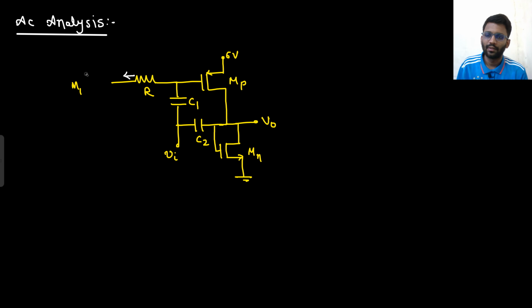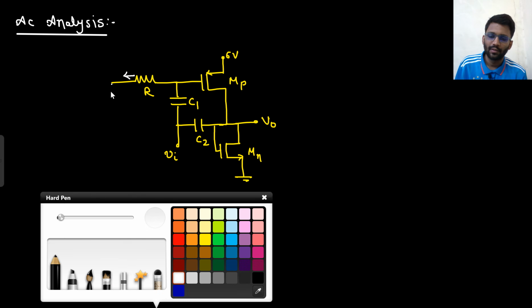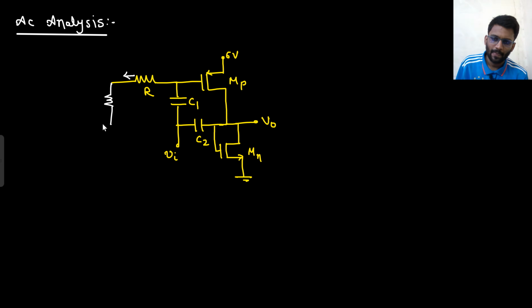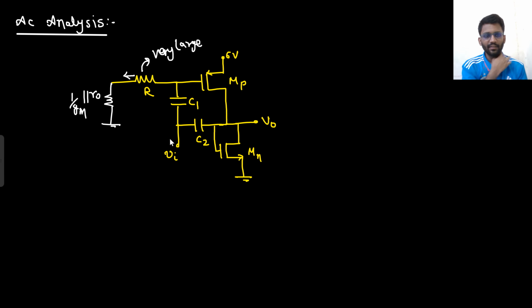This complete will be gone and will be replaced with 1 by Gm parallel with R naught. But one thing is mentioned, that is this is very large. If this is very large, you can consider it to be infinity. Say yes or no. This is very large, so you can consider it to be infinity. So that I will write later on. What will happen to this capacitor? This capacitor will be shorted. And what will happen to this capacitor? This capacitor will also be shorted. Since this is very large, you can consider it to be infinity.